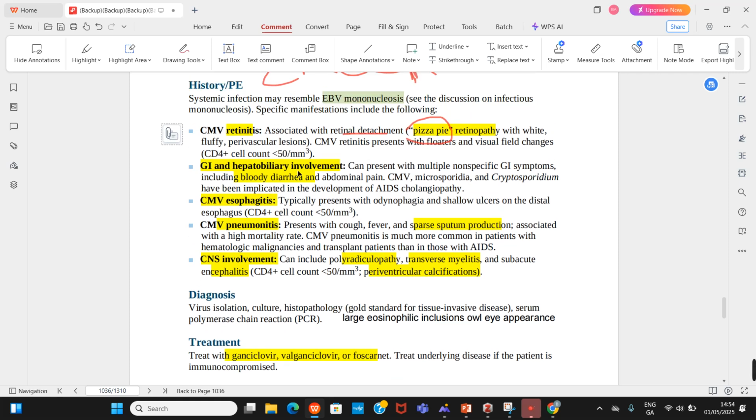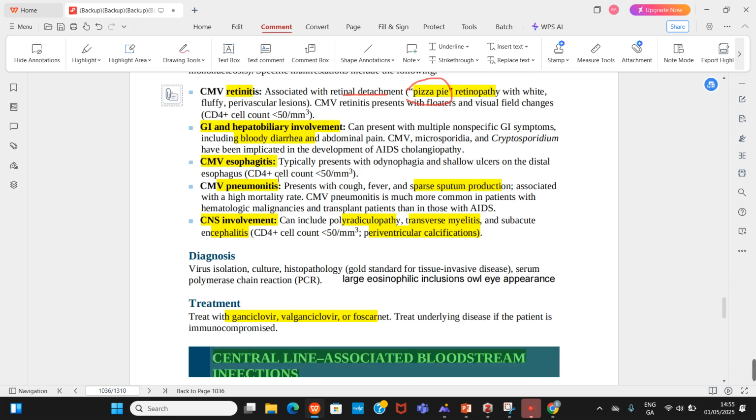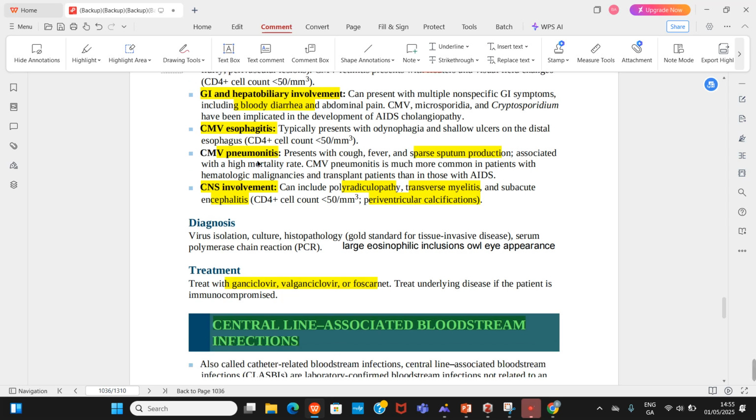They can have GI and hepatobiliary involvement. It can affect the liver, and they start having elevation of the liver markers. They can have GI problems if they start complaining of nausea, vomiting, and diarrhea which is bloody. So if you see somebody with abdominal pain and bloody diarrhea, and the person is immunosuppressed, HIV, think about CMV being involved. Also, it can cause esophagitis. They start complaining of difficulty swallowing, painful swallowing, and they do the scope. If we see linear ulcers in the distal esophagus, think about CMV esophagitis. They can have pneumonia.